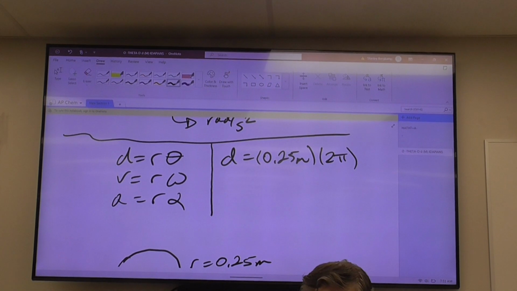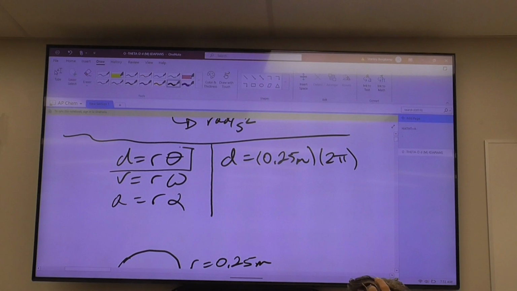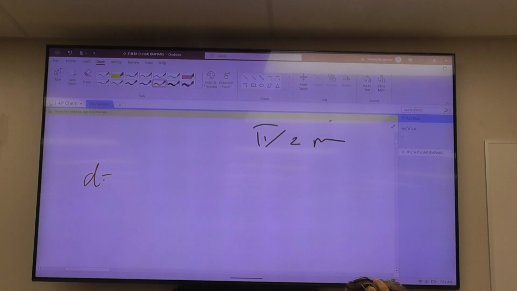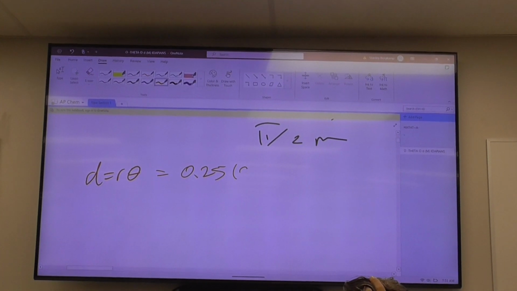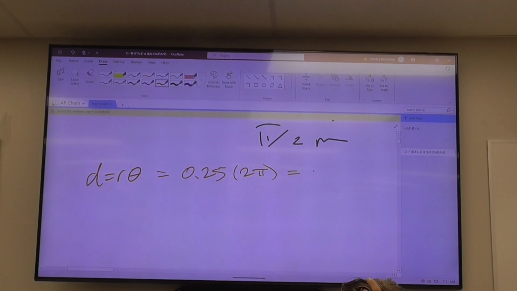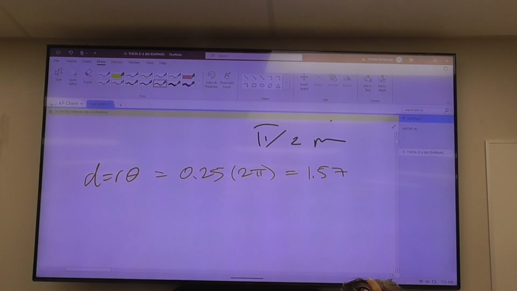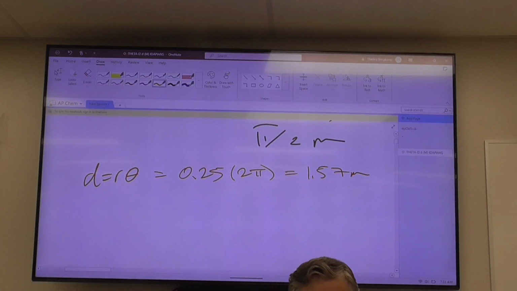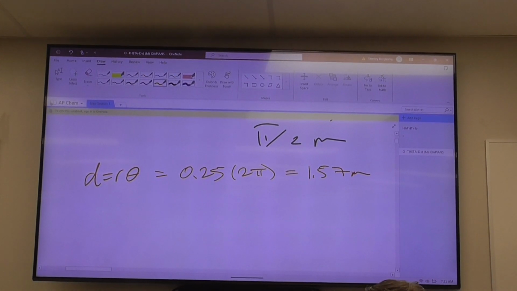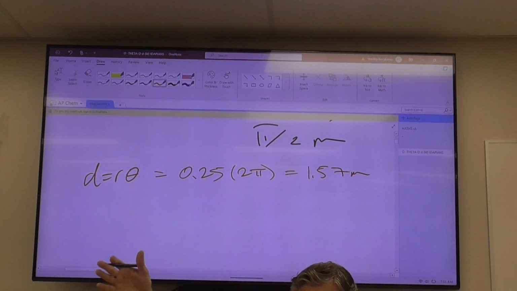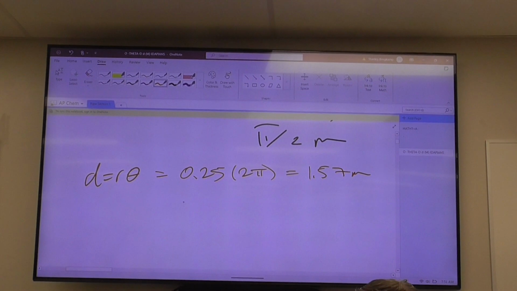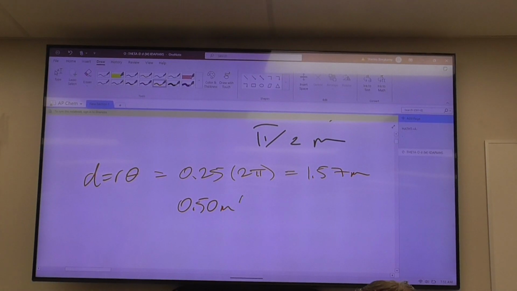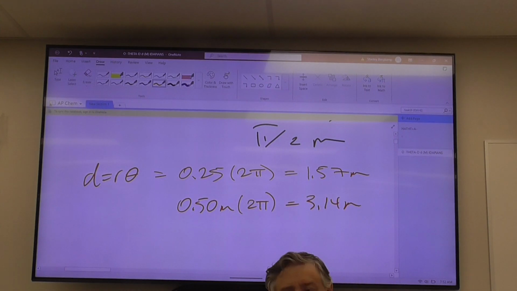Now, here's the other odd thing. So you have d equals r theta. Cool. And we just said, take 0.25 times 2 pi. 1.57. What'd you get? 1.57 meters. Cool. Now, let's say that the radius was twice as big. So let's say we have a radius of 0.5 meters. So if the radius is 0.5 meters times 2 pi, you're going to get 3.14 meters.